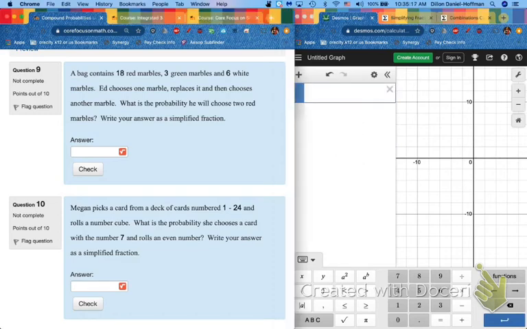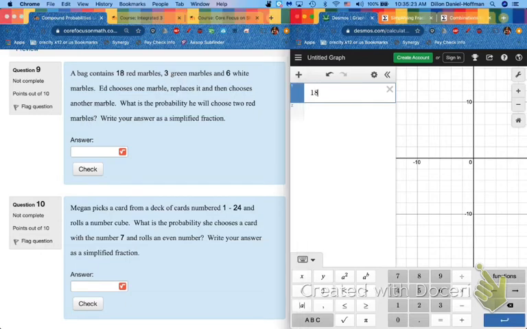I need to add up all of my digits here, 18, 3, and 6, to figure out how many total marbles I have. I need to add them, not... That's a lot of marbles. I think I've lost my marbles if I think that's how many I got there. 27. I have 27 different marbles. And I want to know about the red ones. Well, how many red do I have? 18. So as a fraction, I've got 18 out of 27.